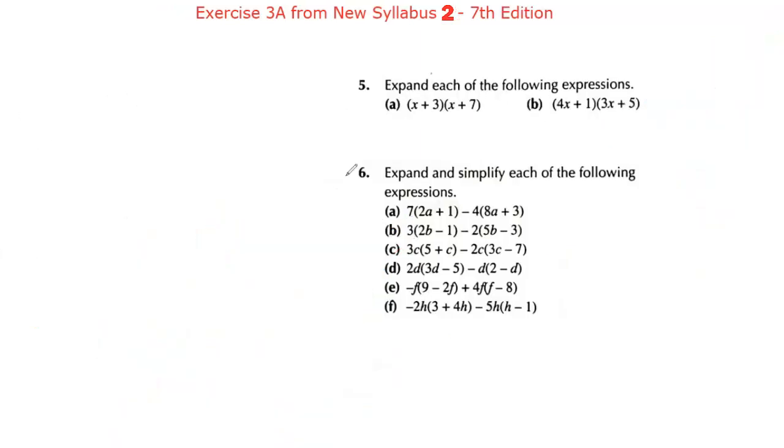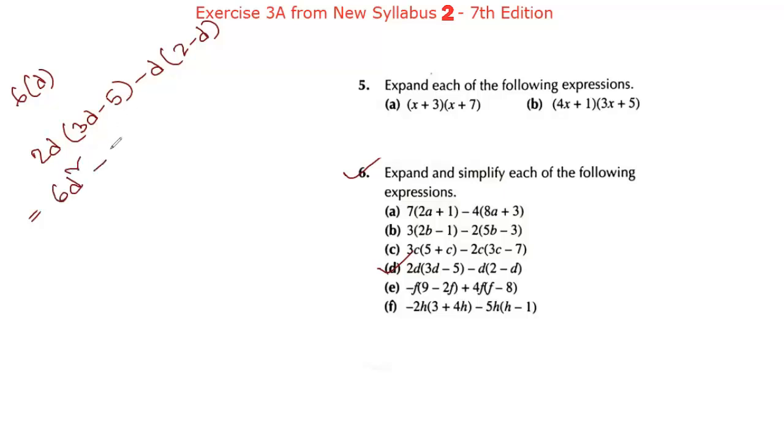Now 6, question number D. So 6D says 2D multiplied by 3D minus 5 minus D into 2 minus D. So 2D into 3D. 2 multiplied by 3 will be 6D squared, minus 5 2s are 10D, minus D into 2 is 2D, minus into minus plus D squared. So 6D squared plus D squared will be 7D squared, minus 10 minus 2 will be minus 12D. And this is the answer of this problem.